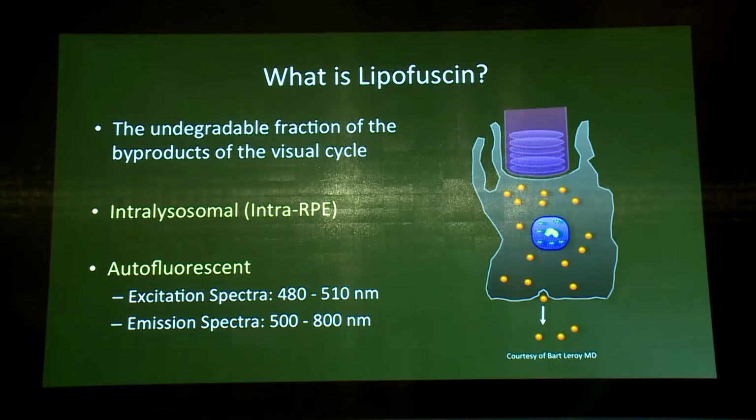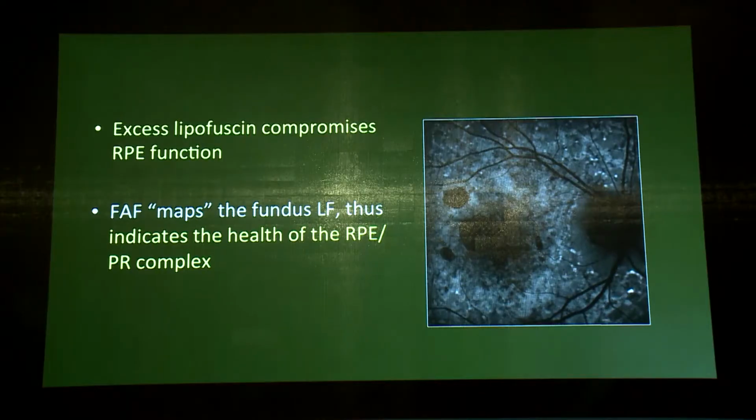As you know, the RPE recycles the discs of the photoreceptors, and anything that is non-degradable actually stays in the lysosomes of the RPE towards the base of the RPE. And so lipofuscin is a term that we use to designate the byproducts inside the RPE and not outside. And this lipofuscin is actually autofluorescent. So if you have a lot of lipofuscin inside the RPE, this compromises the function of the retinal pigment epithelium, and therefore the autofluorescence map indicates where the RPE is healthy and where it is not.